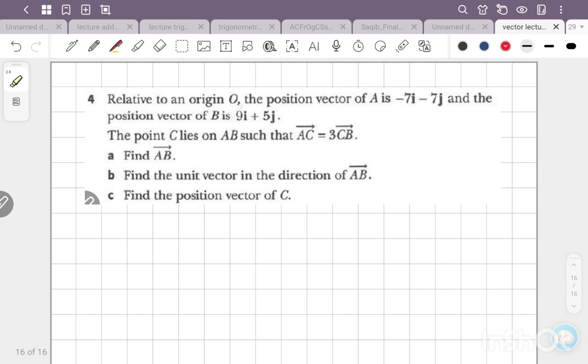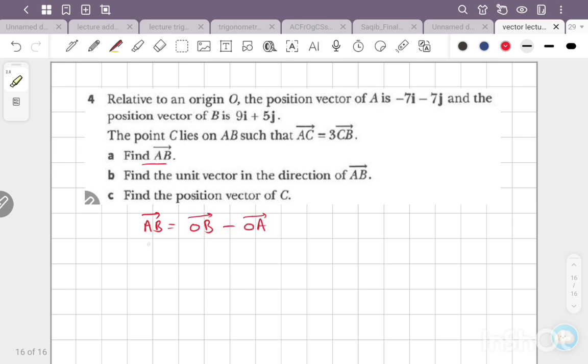Now we have question number 4. Relative to the origin O, the position vector of A is minus 7i minus 7j, and the position vector of B is 9i plus 5j. The point C lies on AB such that AC equal to 3CB. Find AB. So very simple. First we have to find AB. Now I have to write AB. We can write it in this form by using the definition of position vector, OB minus OA.